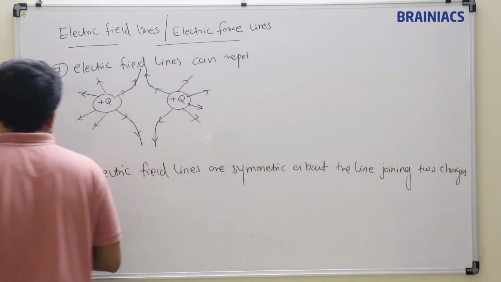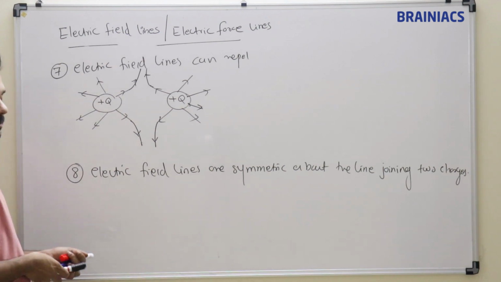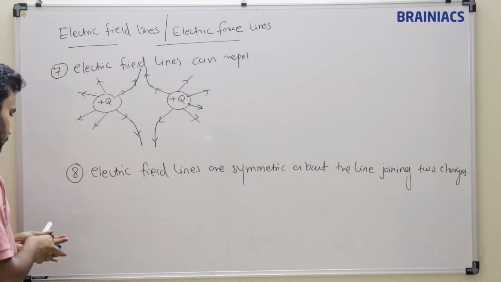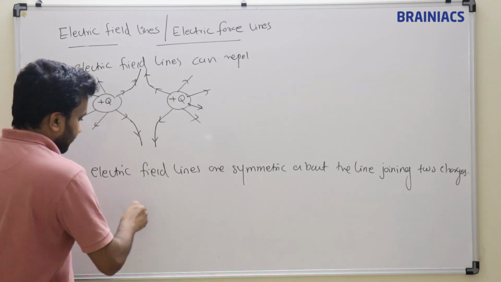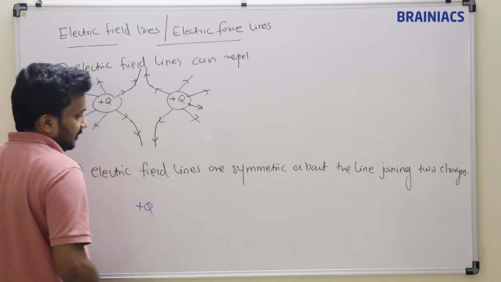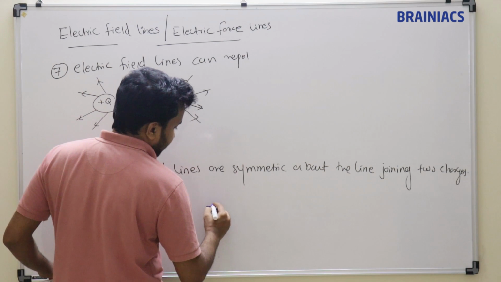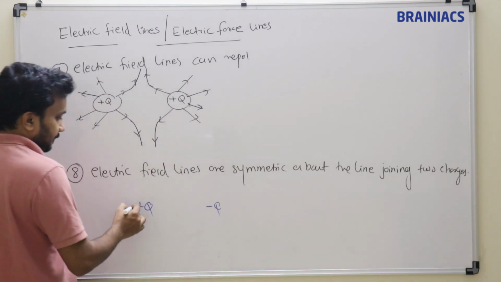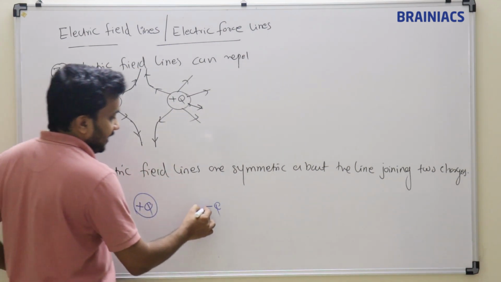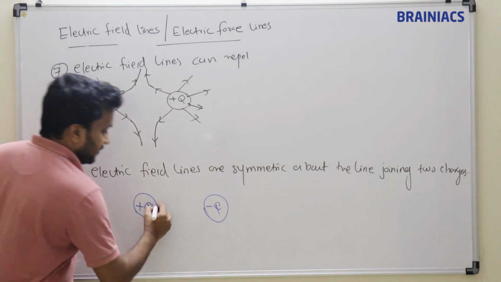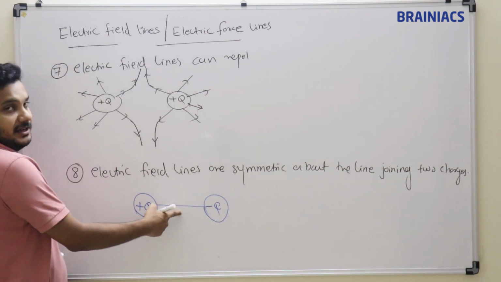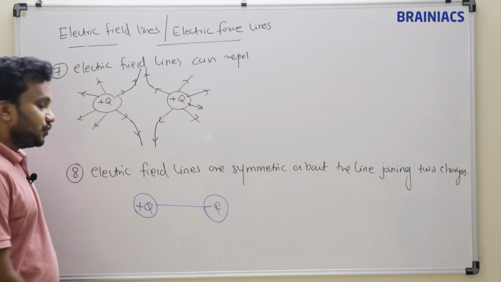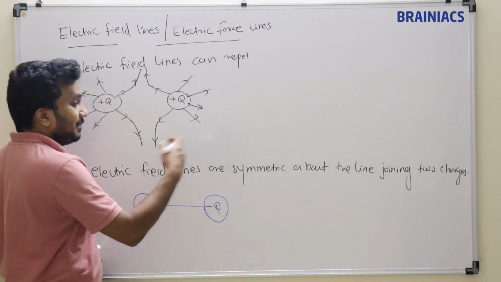Let me take an example. Suppose I have a plus q charge here and a minus q charge here. So the line joining the two charges is this line. This is called the line joining. It's a straight line. So with respect to this line, it is symmetrical.